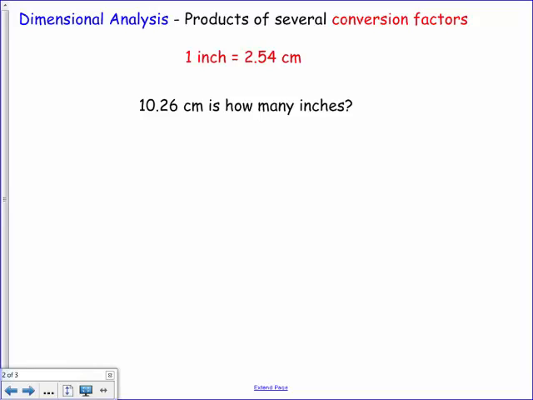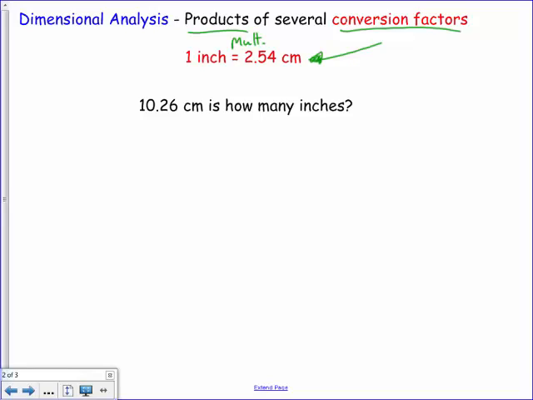All right, so for example, it says for dimensional analysis, products, so that means multiply, right? Of several conversion factors. So conversion factors are, for example, like right here. There is 2.54 centimeters in 1 inch. Okay, so I'm going to do it the long way here. Some of you might be able to see, oh yeah, I just do this. Okay, and that's totally fine, but I'm going to look at the long way.